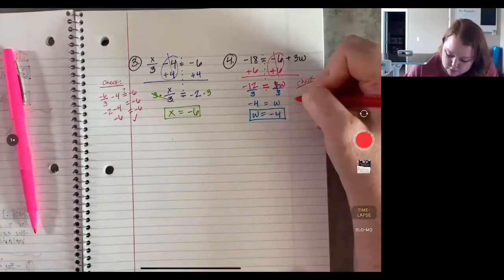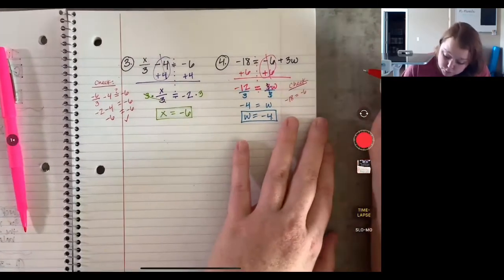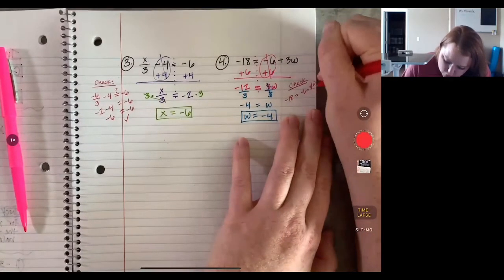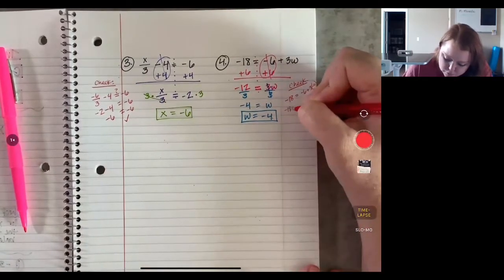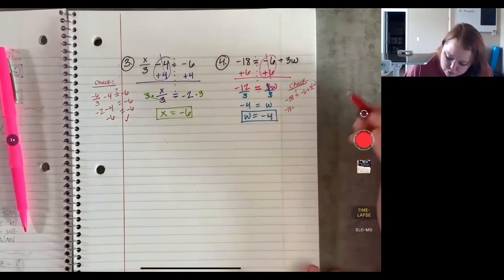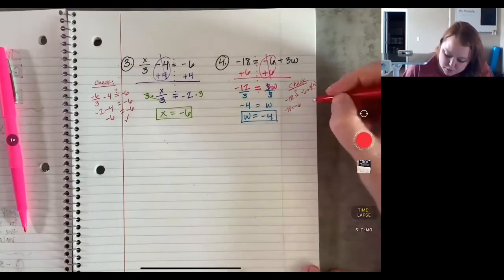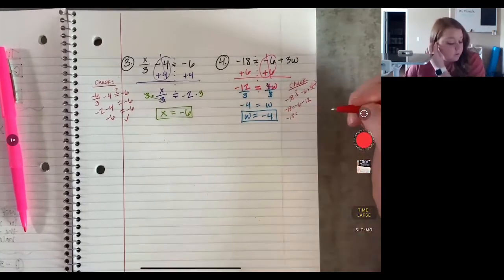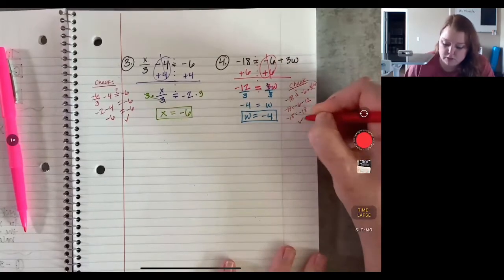Plug in. So negative 18 equals negative 6 plus 3 times negative 4. Sorry, this is going to squeeze off the page. Negative 18 is already simplified over there. We're seeing if this is true. Drop down my negative 6. Positive 3 times negative 4 is negative 12. Take my calculator or my brain. Negative 6 minus 12 is negative 18, so we're good to go.